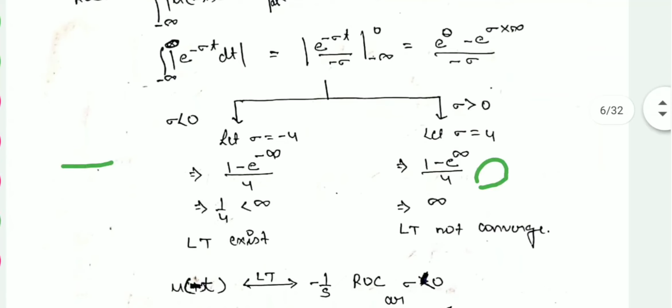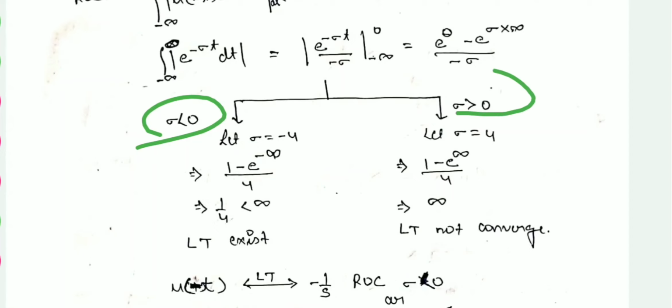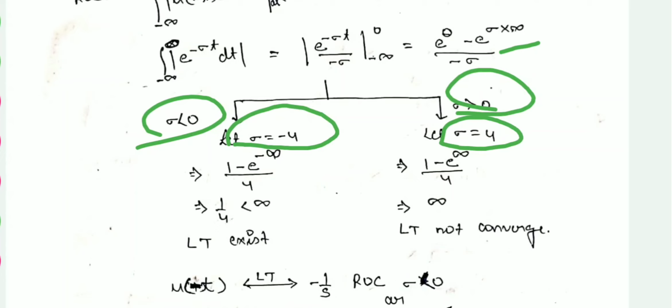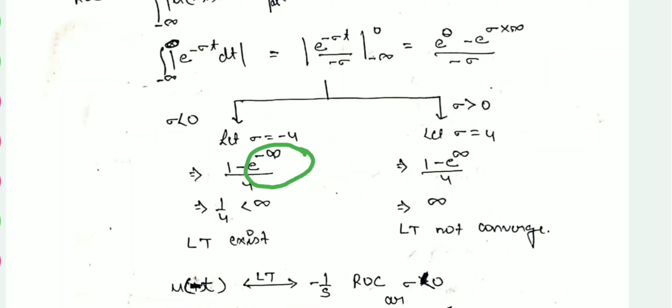Okay, for this value of sigma there are two possibilities: one is sigma less than 0 and one is sigma greater than 0. For the consideration, we take one value, sigma equal to minus 4, and one value, sigma equal to 4. When we apply minus 4 and the minus, and here the infinity is positive, then minus and plus become minus infinity, therefore the term e to the power minus infinity becomes 0, and the whole integral or summation becomes 1 by 4, which is definitely less than infinity, and the Laplace transform exists.